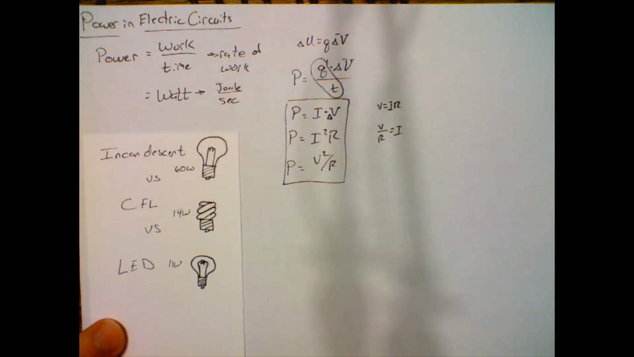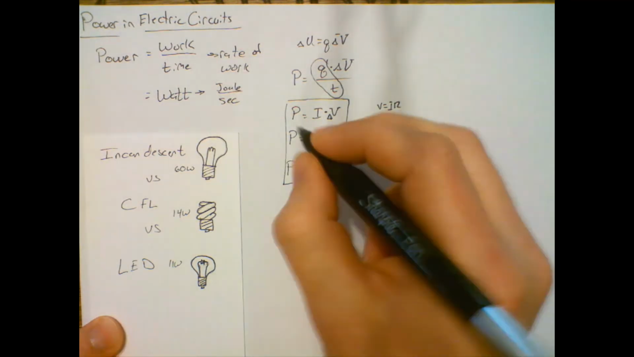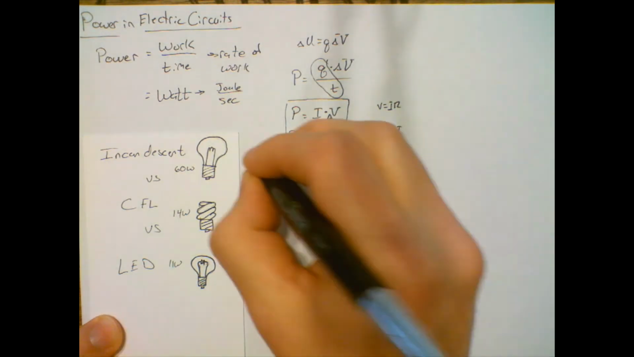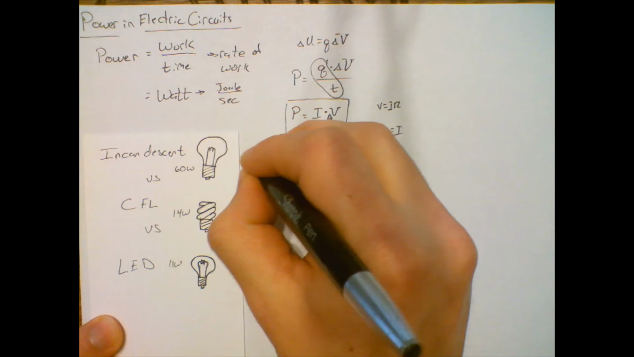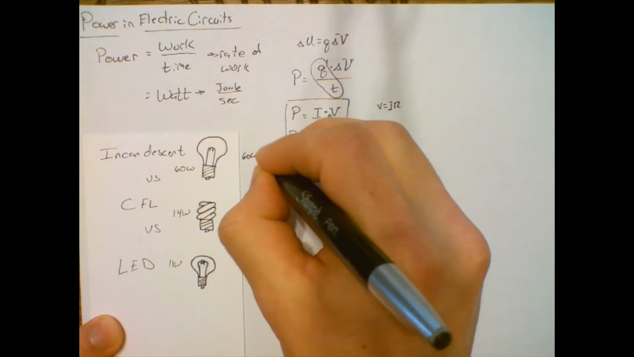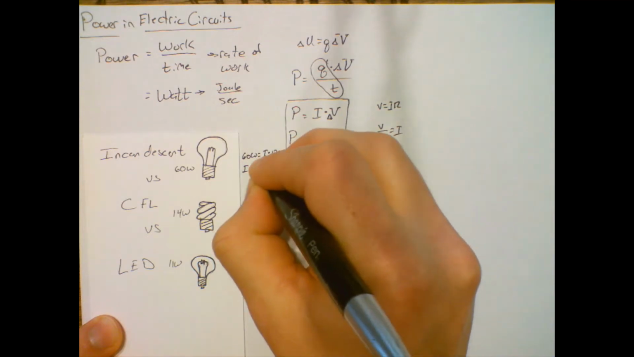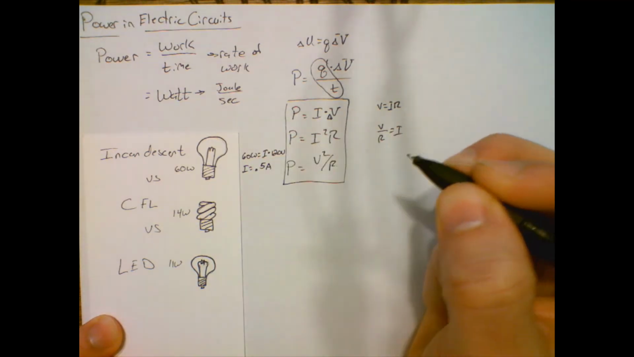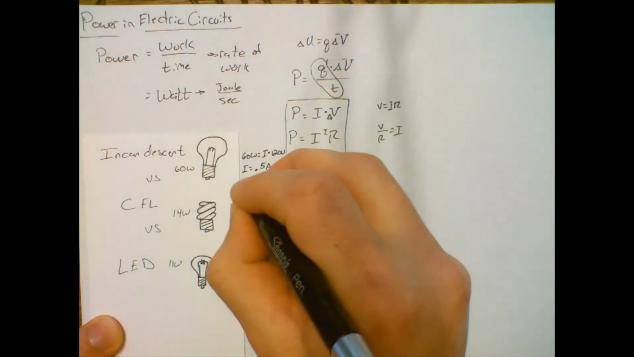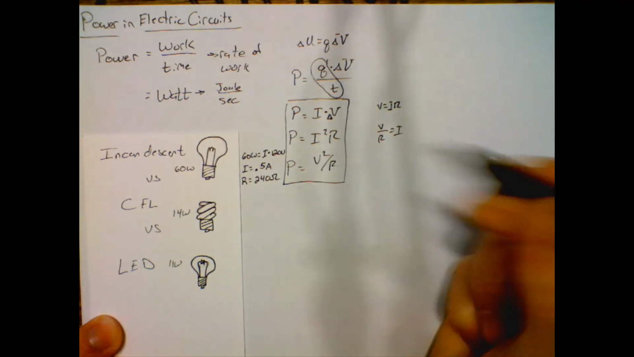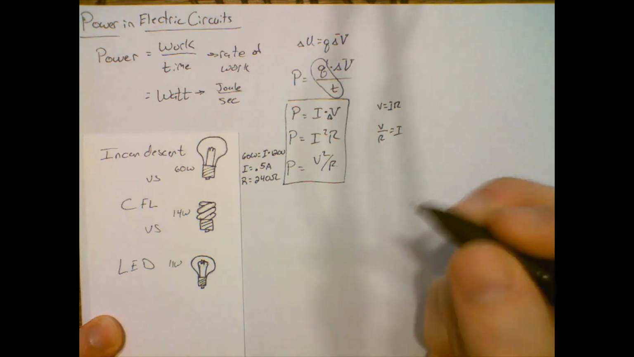So if we look at the wattage of these three different types of bulbs, we can figure out a lot about them. For instance, we can find the current. I can say power equals I times V. I know the voltage of the house is 120 volts. I can say the current is half an amp. And if I then plug that into V equals IR, I can find the resistance. You can do this for these two as well. Give it a shot.